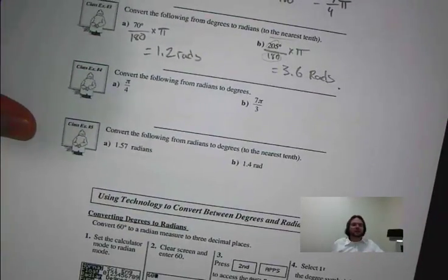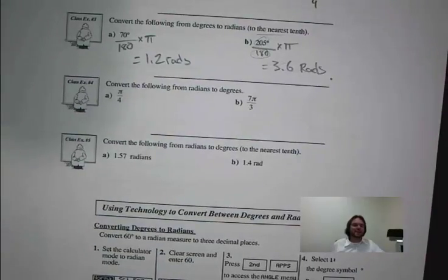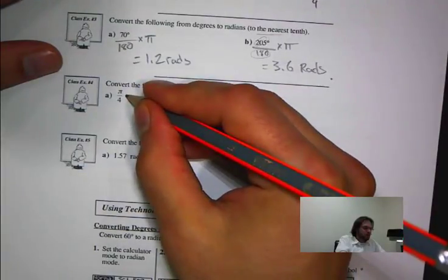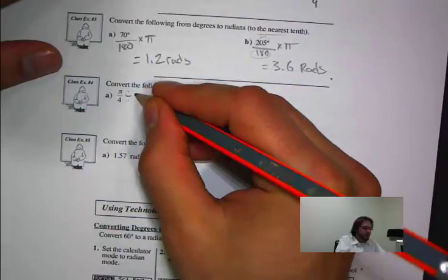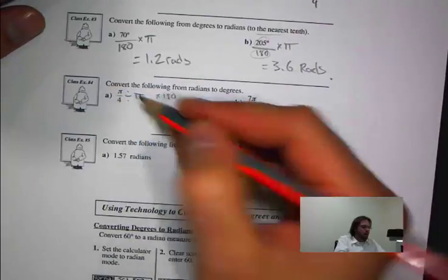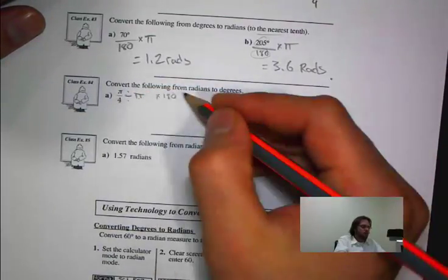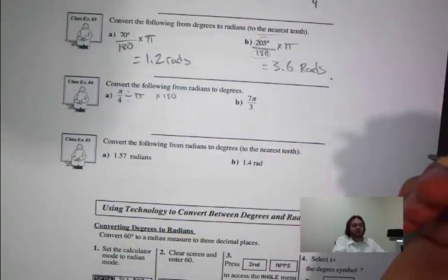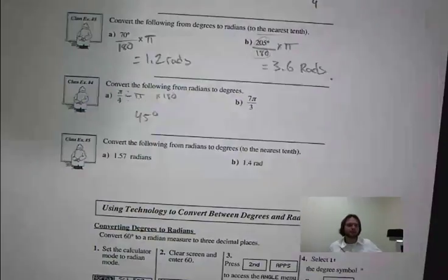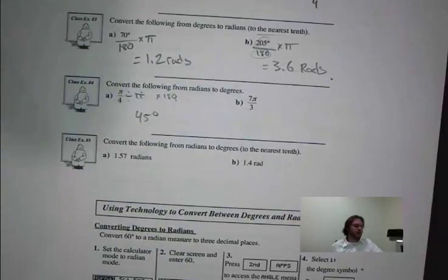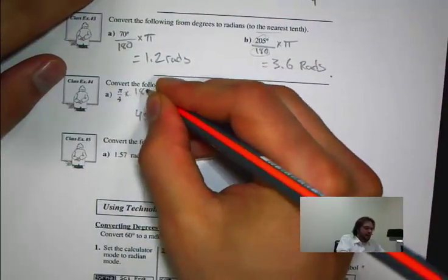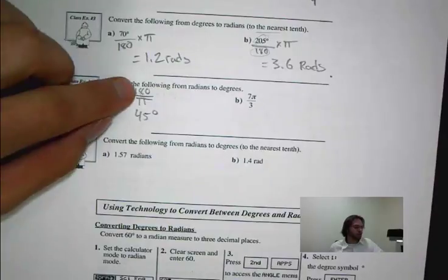Okay? Now let's take a look at the next one. It says, convert the following from radians to degrees. So this one here, I have to divide this by pi, and then I'm going to multiply by 180. So pi over 4 divided by pi is the same thing as 1 over 4. And then I multiply that by 180. 180 divided by 4 is going to give me a total of 45 degrees. So I first divide by pi, then I multiply by 180. Or I could say I multiply this by 180 over pi. So I'm getting rid of my pi's.